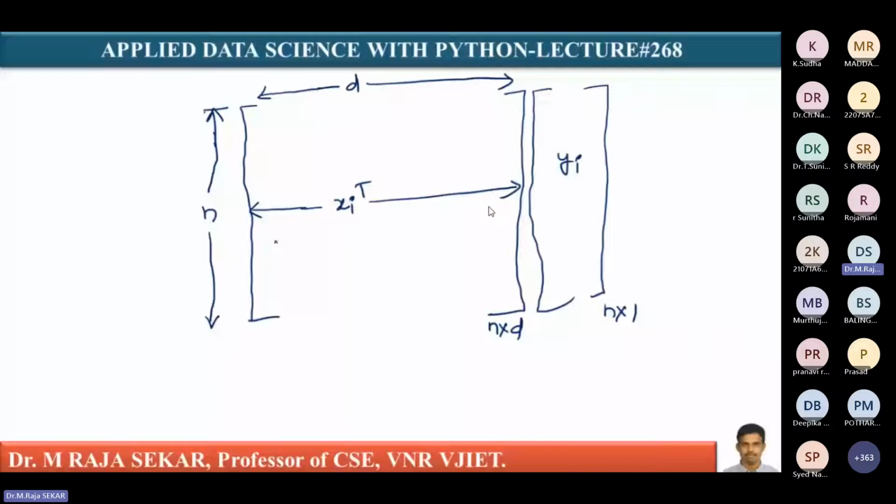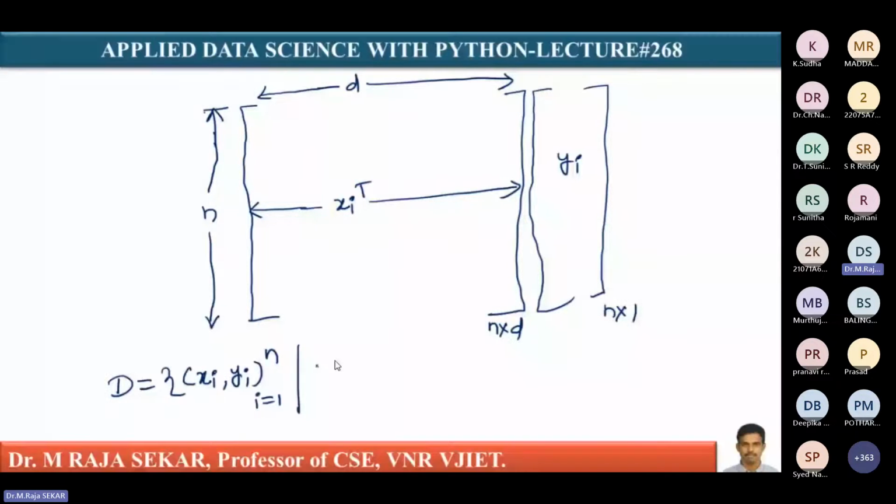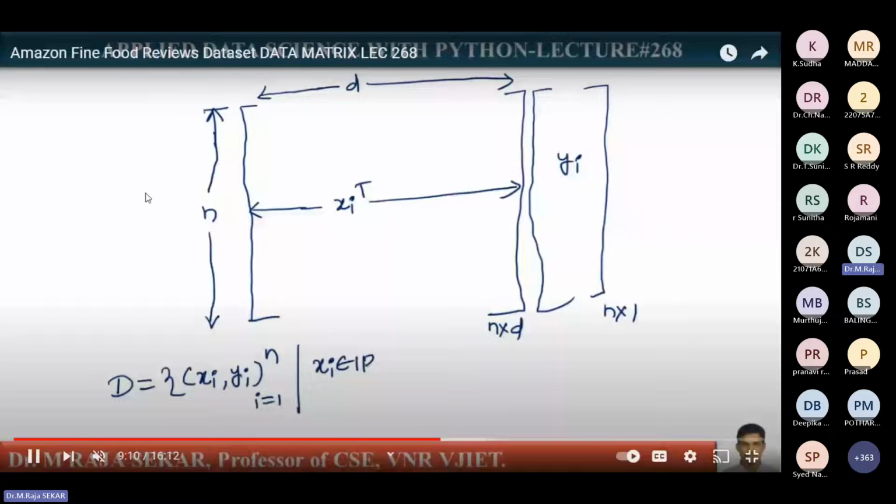In general, I can say it is an n cross d matrix, n rows, d columns, and each xi has some label yi. That may be a positive review or a negative review. Just see how I am writing this: D equal to xi comma yi. I am representing this entire matrix and column vector like this. Capital D equal to xi comma yi, i equal to 1 to n, xi belongs to R power d.